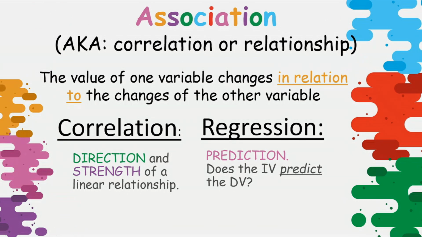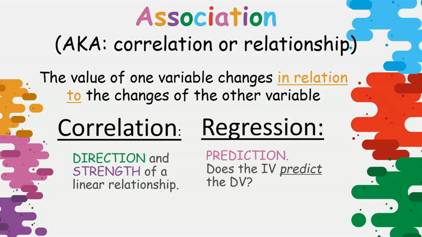So when we talk about association, what does that mean? You're going to hear these words used interchangeably very often, and they're slightly synonymous, sometimes distinctively different, but not too much. An association is also considered a relationship or a correlation. What's happening is the value of one variable changes in relation to the changes of the other variable. So the two variables are changing in relation to each other, and that's the relationship we're looking for.